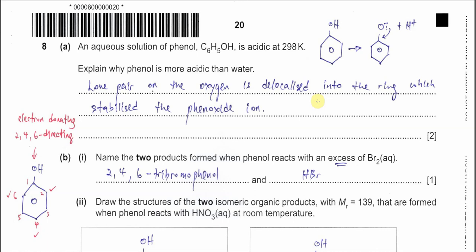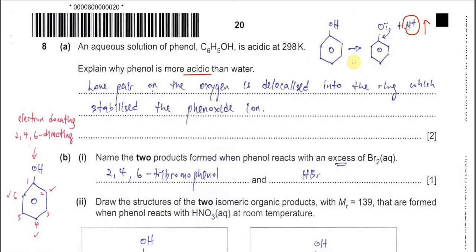Question 8, Part A. An aqueous solution of phenol is acidic. Explain why phenol is more acidic than water. It means the concentration or amount of hydrogen ion produced from the phenol is more. So why is the hydrogen ion produced by the phenol more than water? So it must be a reason.